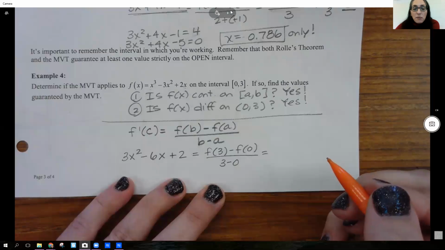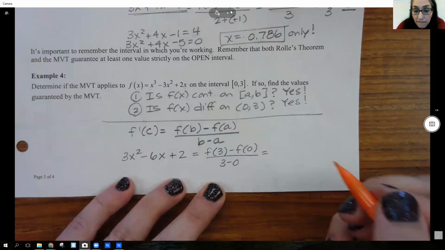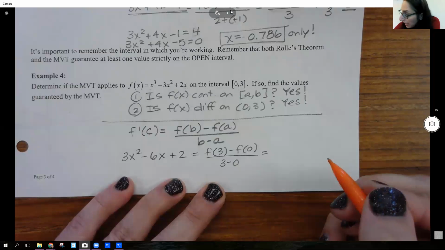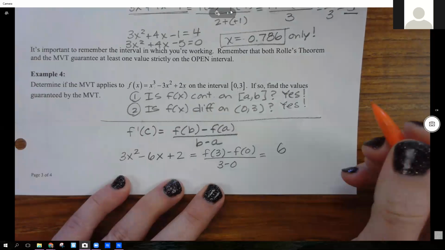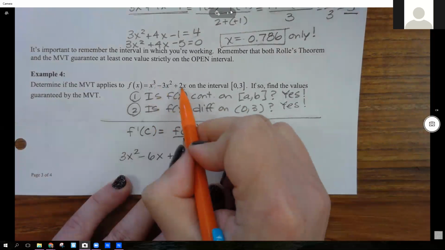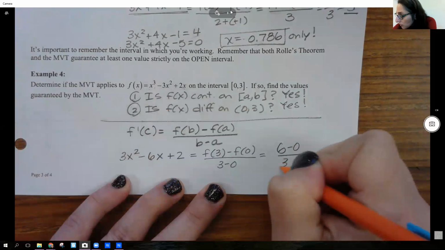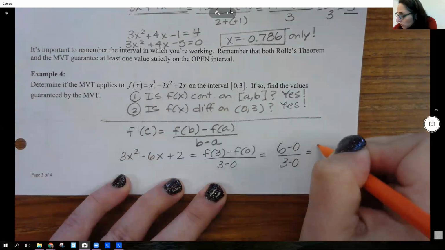F of 3? Shouldn't it be like 6? What'd you get? Shouldn't it be just 6, because x to the third power... Yeah. 6. Good. And then f of 0 is 0. 3 minus 0, so 2.